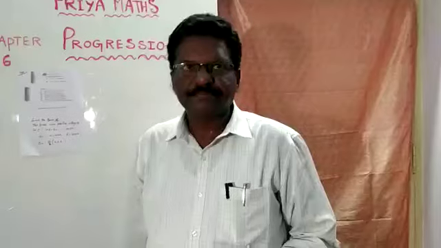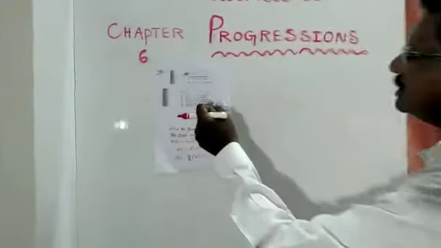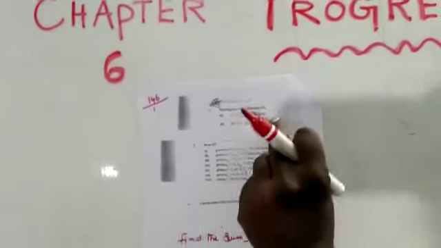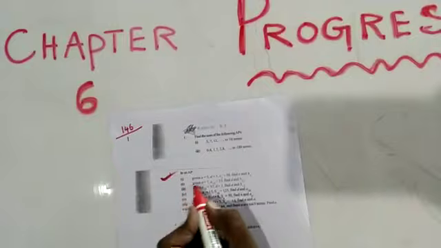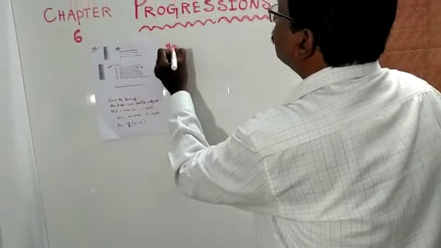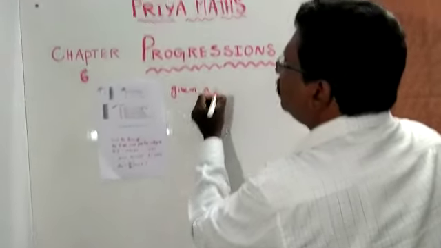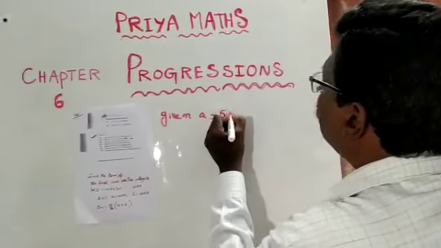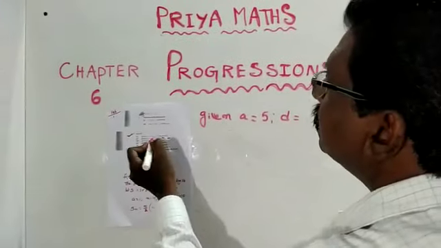Look into the board, students. This is the first model; you have to practice the next sum. And the third one I can explain. Given a is equal to 5, d is equal to 3, an is equal to 50, find n and Sn. This model is in the exam. One problem I have to explain here. So look into the board. First one, given a is equal to how much? 5. d is equal to 3.